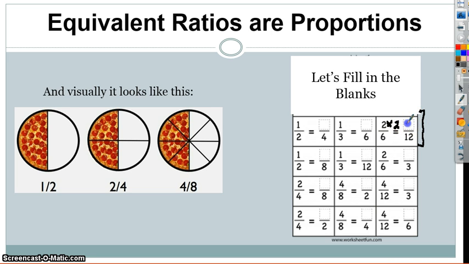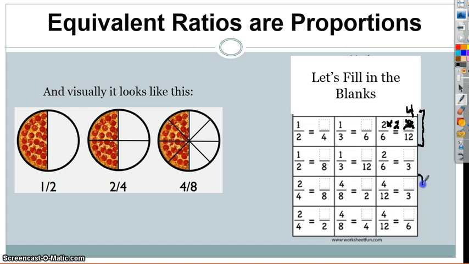So our result would then be 2 times 2 equals, that's not correct. 2 times 2 would be 4. So 2/6 is an equivalent ratio to 4/12.